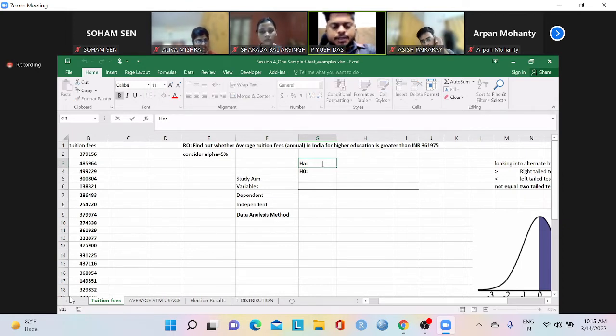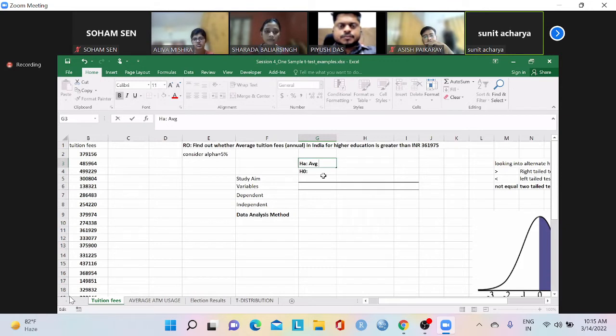Can anybody quickly tell me what will be my alternate hypothesis? The average tuition fees is less than 361,000. That is my alternate hypothesis.